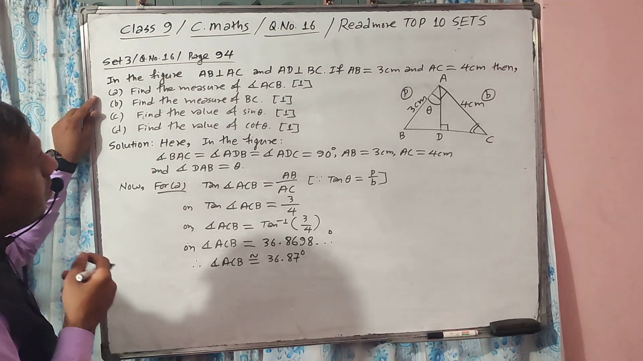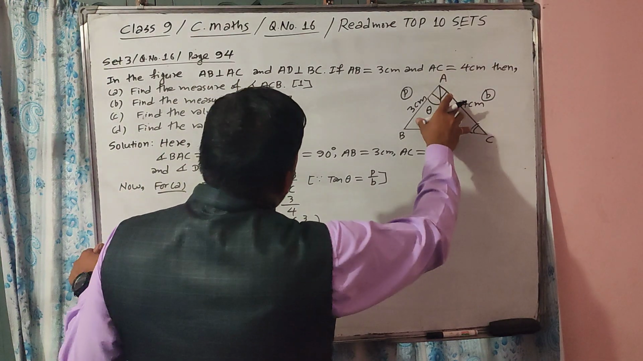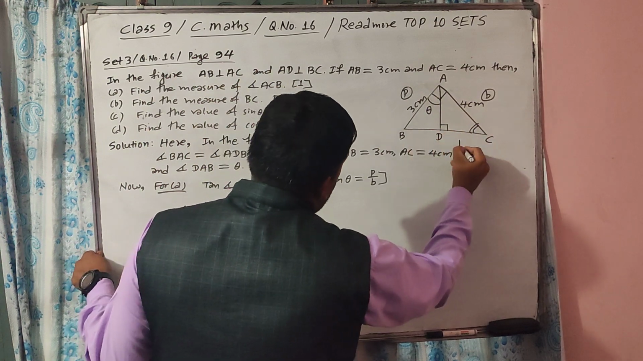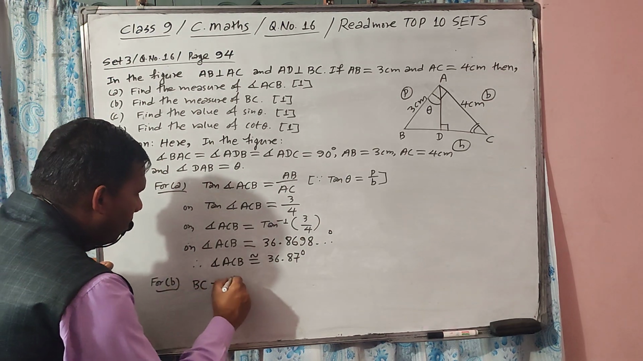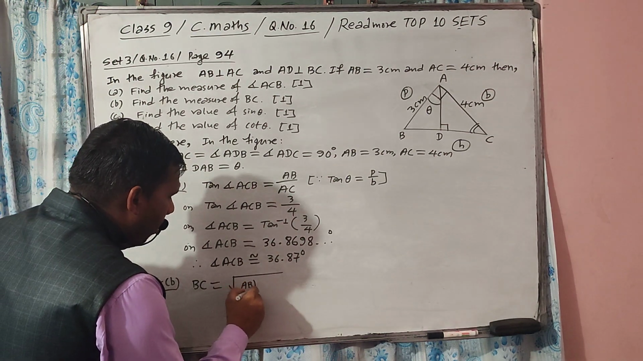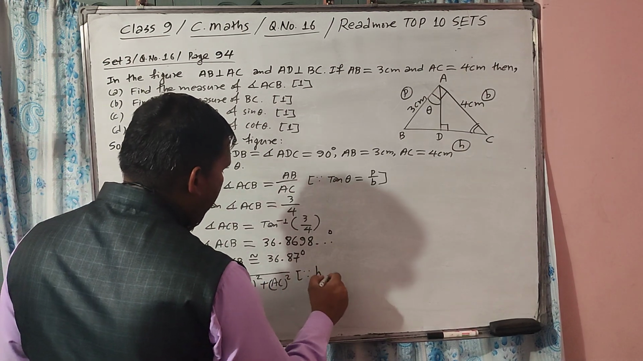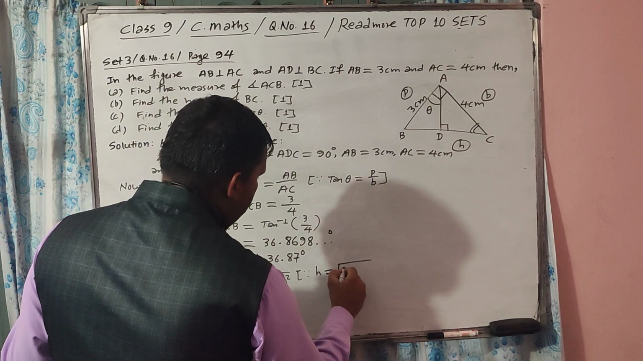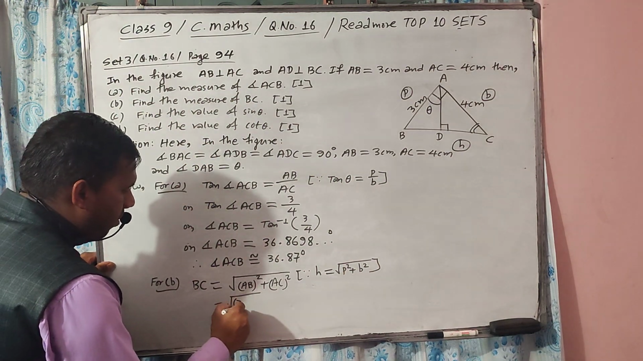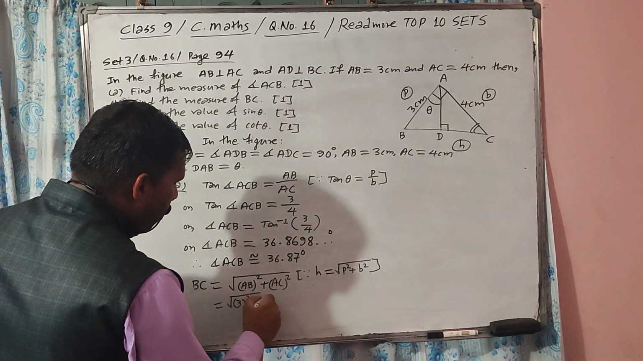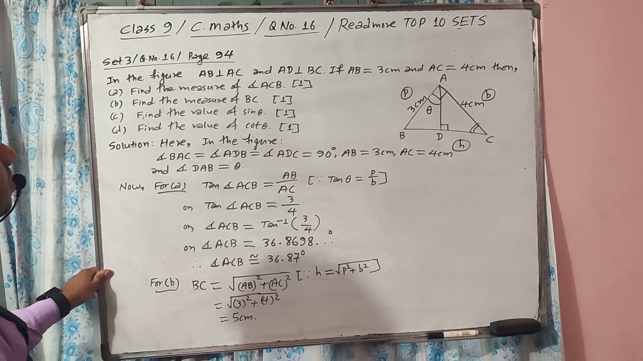Now for B, find the measure of BC. In this right-angled triangle ABC, BC is the hypotenuse, so we can use the Pythagoras theorem. BC equals the square root of AB squared plus AC squared, because the hypotenuse of a right-angled triangle equals the square root of the sum of squares of the other two sides. AB is 3, so AB squared is 3 squared; AC is 4, so AC squared is 4 squared. It becomes 5 cm, so the measure of BC is 5 cm.